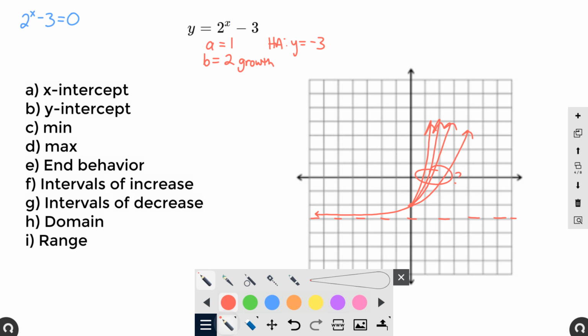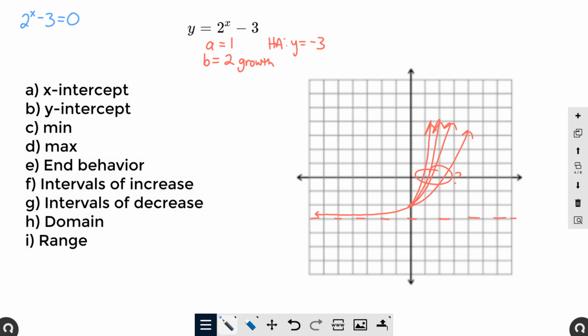But we can find it by hand by doing this formula. We can set the whole equation equal to 0. Now, what would you do to solve this equation? Add 3 on both sides.